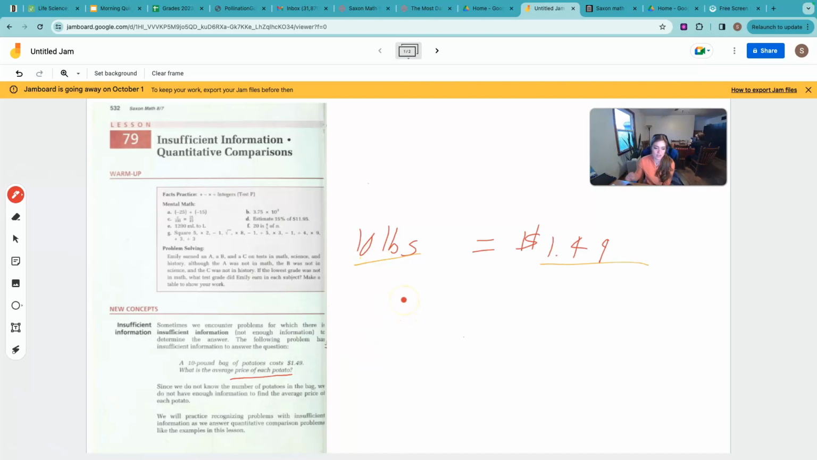So we would write insufficient information for that. You'd say "insuf info," insufficient information. So, we're going to practice recognizing problems with insufficient information as we answer quantitative comparison problems, like the examples that we're going to see here in just a second.